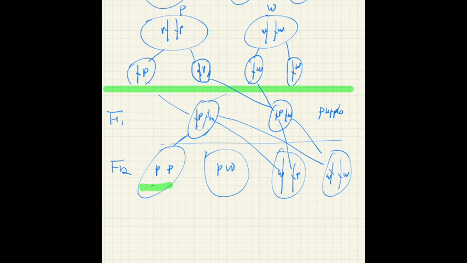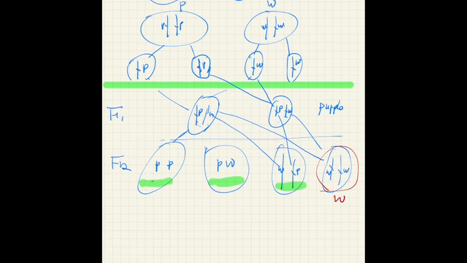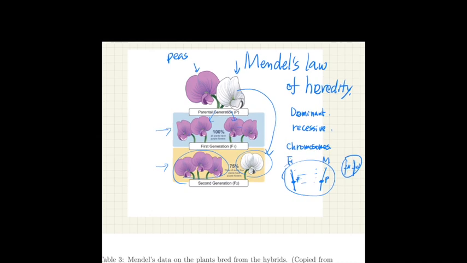This will be purple. This will be purple. This will be purple because purple is the dominant gene. But this will be white. So this explains this phenomenon.